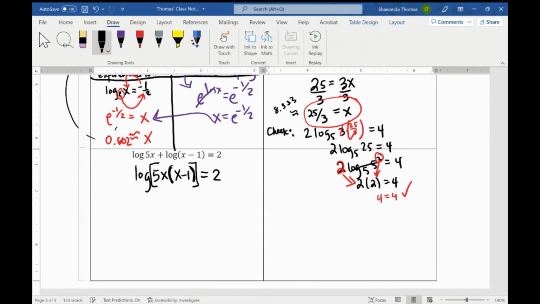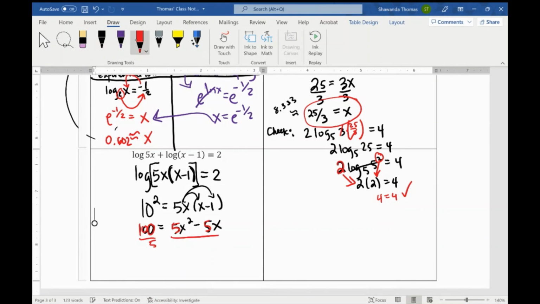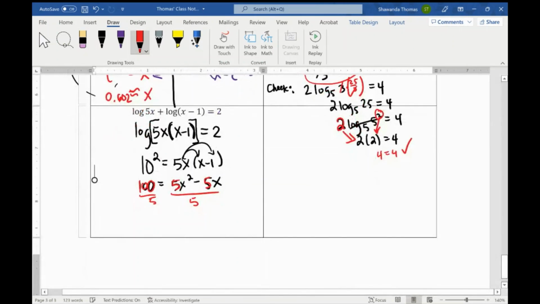All right. So what is our base here? This is the common logarithm. So when you don't see the base, you know that it's 10. I'm going to change this to exponential form. So 10 to the second power equals 5x times x minus 1. 10 squared is 100. If you want to, you can go ahead and multiply this. Now I can see that this 100 and this 5, these 5s have something in common. Let's go ahead and just divide both sides by 5 so that we can make this equation a little leaner, right?